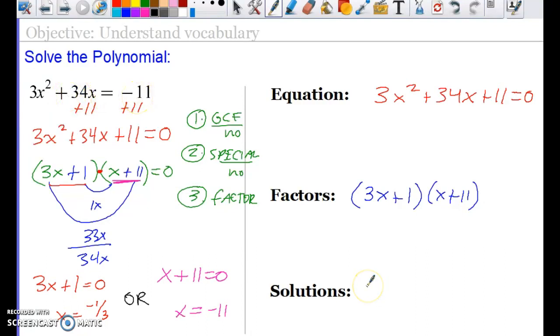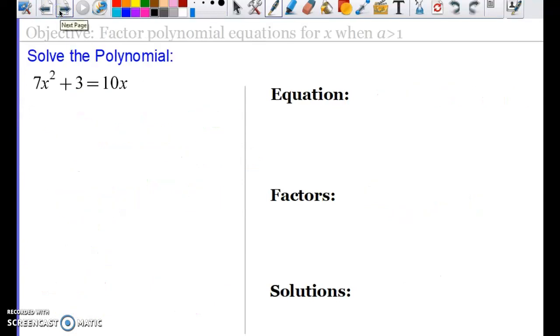So the point worth noting here is that these are just values of x, so you should have x equals negative 1/3 or x equals negative 11. It's important that you write the "or" there. It can't both be negative 1/3 and negative 11 at the same time. It has to be one or the other. The number or variable x can only take on one value at a time. All right, let's go through and do another one of these quickly.